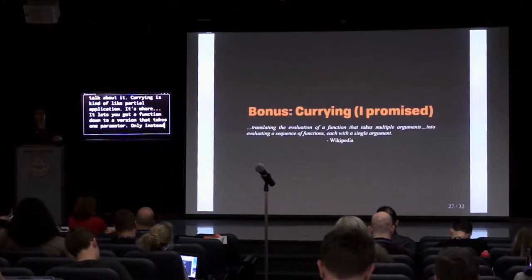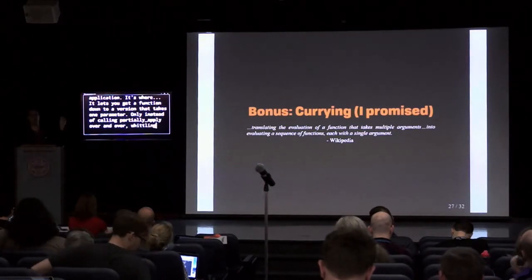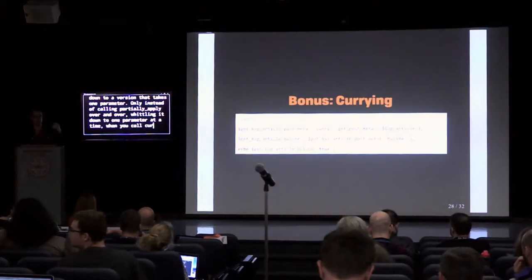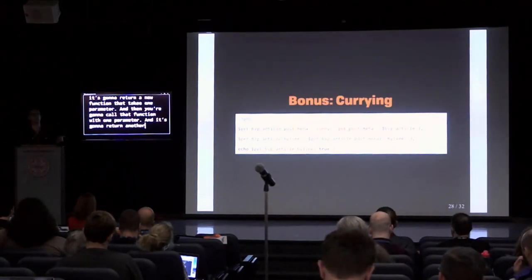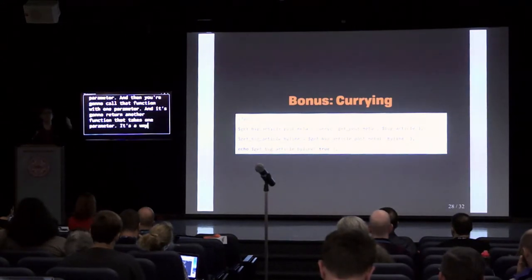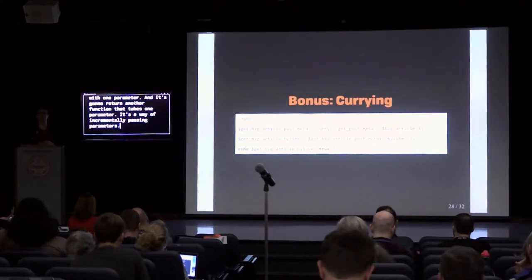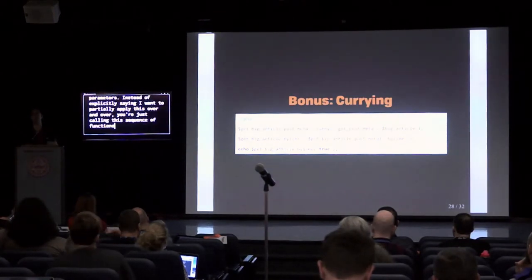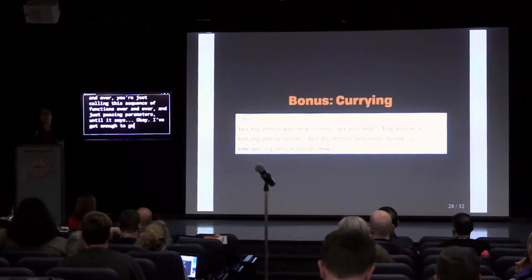Only instead of calling partially apply over and over, whittling it down to one parameter at a time, when you call curry, it's going to return a new function that takes one parameter. And then you're going to call that function with one parameter. And it's going to return another function that takes one parameter. It's a way of incrementally passing parameters. Instead of explicitly saying, I want to partially apply this over and over, you're just calling this sequence of functions over and over and just passing parameters until it says, okay, I've got enough to go on. It knows at that point.